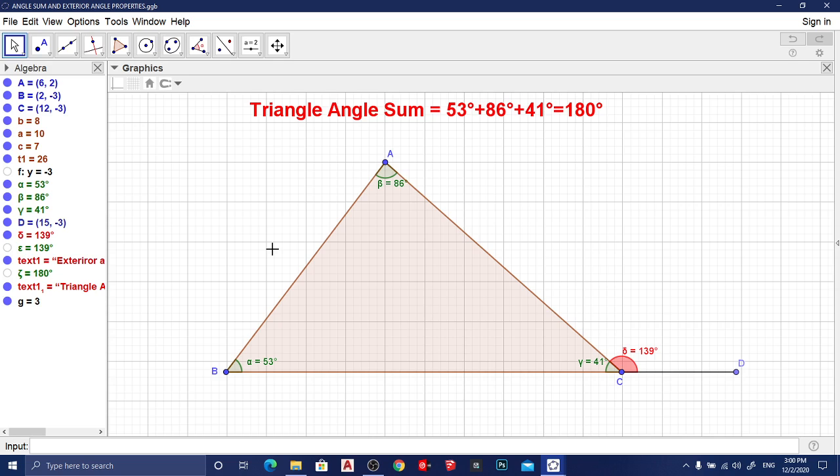Now this is the next concept, which is the angle sum property of a triangle. Put a heading in your notes: angle sum property of a triangle. So what is the angle sum property of a triangle? The property is that the sum of all the interior angles of a triangle is 180 degrees.